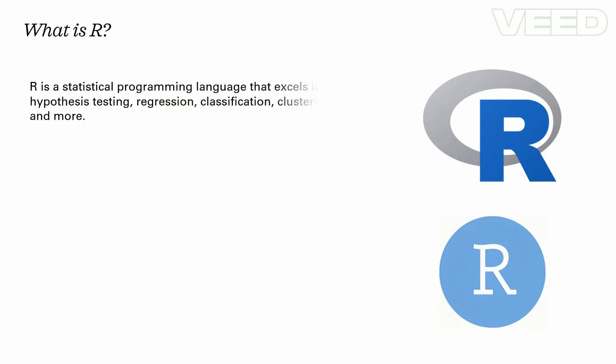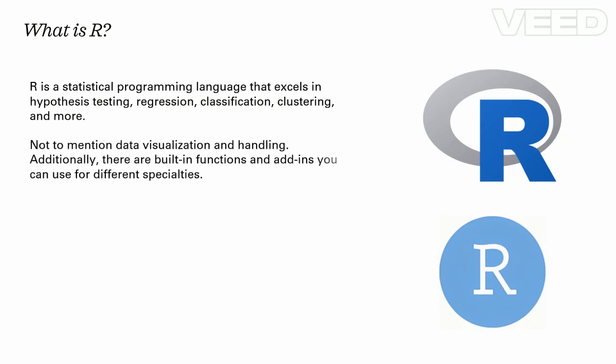What is R? R is a statistical programming language that excels in hypothesis testing, regression, classification, clustering, and more. That's fancy language for saying we transcribe observations and we want to classify the properties of our data sets. Not to mention data visualization and handling. We want to create illustrations of our data sets and try to communicate our findings to non-technical audiences. Additionally, there are built-in functions and add-ins that you can add for different specialties.